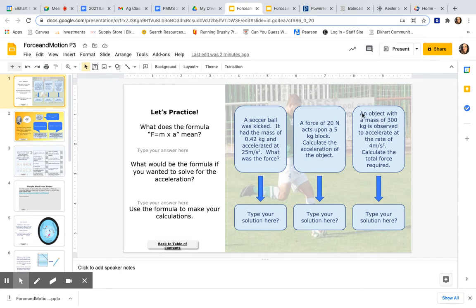An object with a mass of 300 kilograms is observed to accelerate at the rate of 4 meters per second squared. Calculate the force. So once again, your acceleration, a equals f divided by m. Type your solution and your problem down here and show your work.